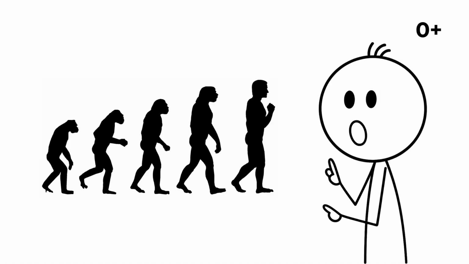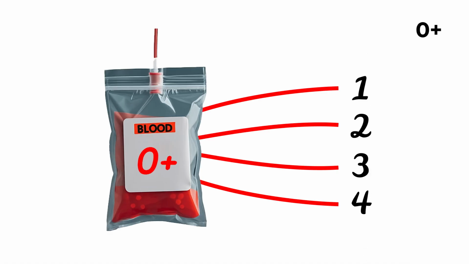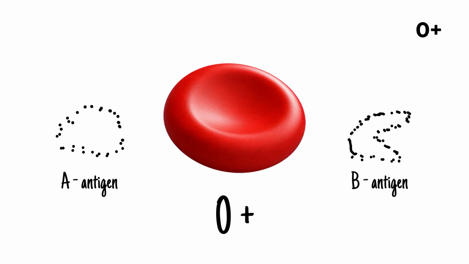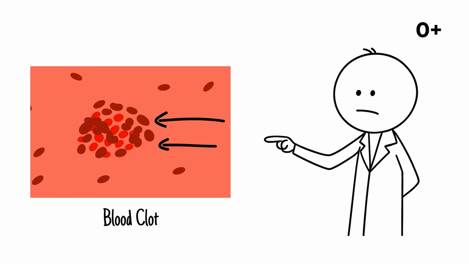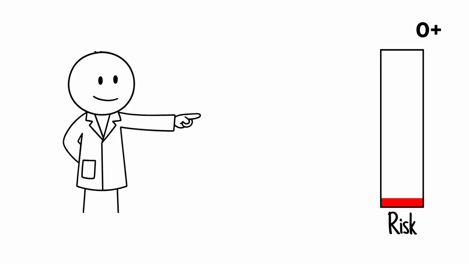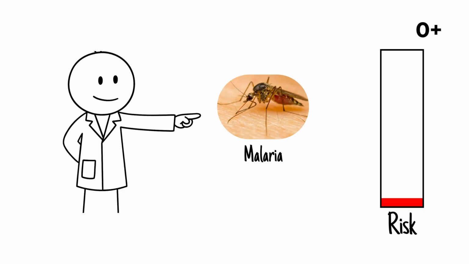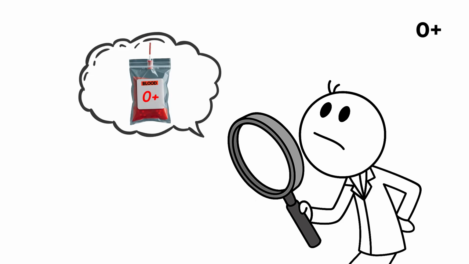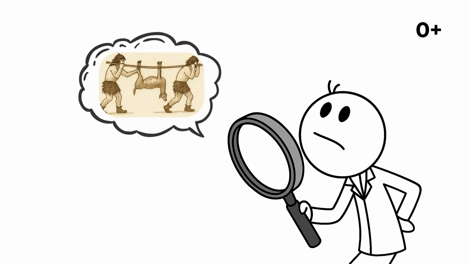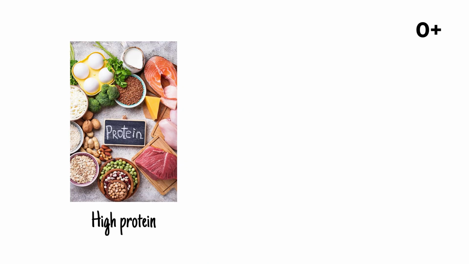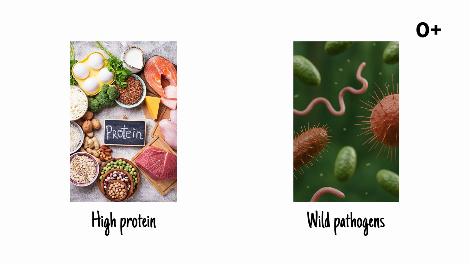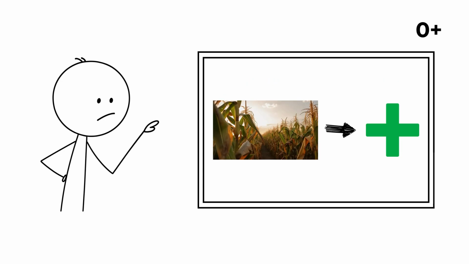From an evolutionary standpoint, type O blood has influenced human survival in multiple ways. For example, lacking both A and B antigens hinders the parasite Plasmodium falciparum, responsible for the deadliest form of malaria, from clumping red blood cells together, thus lowering the risk of severe malaria in people with type O. Anthropologists also propose that type O was advantageous for hunter-gatherers, as their immune profiles and digestive systems adapted to high-protein diets and exposure to wild pathogens long before agriculture reshaped human health.